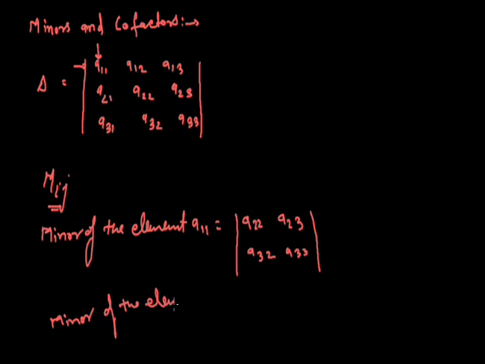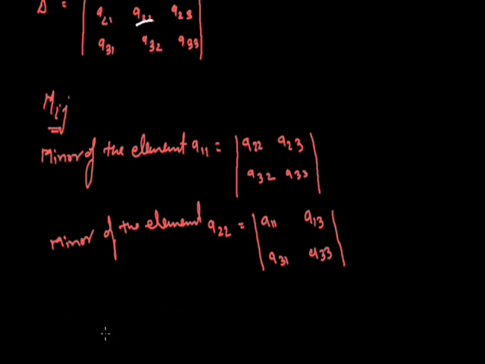Now similarly, if we write the minor of the element A22, so if I want to write the minor of A22, now the A22 element is this. So for this leave the second column and the second row. So the remaining elements are A11, A13, A31 and A33. So it is the minor of A22.